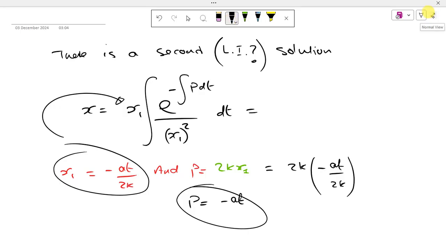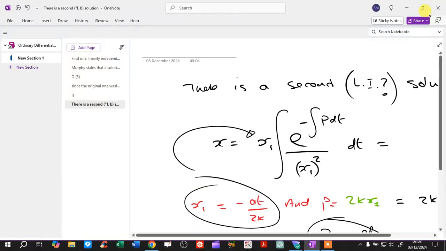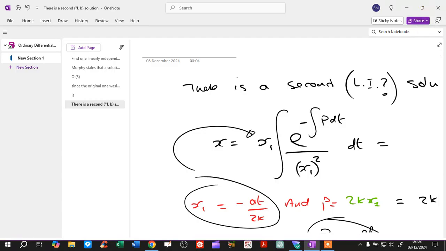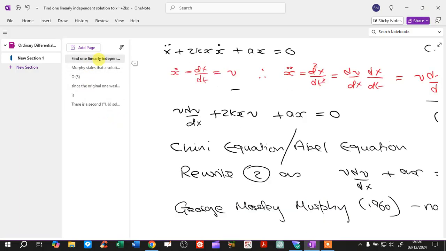So that brings us to the end of this session on nonlinear ordinary differential equations, specifically the solution of the equation x double dot plus 2kx x dot plus ax equals 0, and hope that that has been helpful to you.